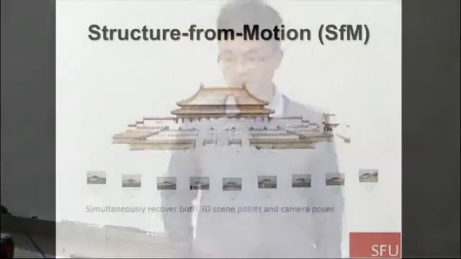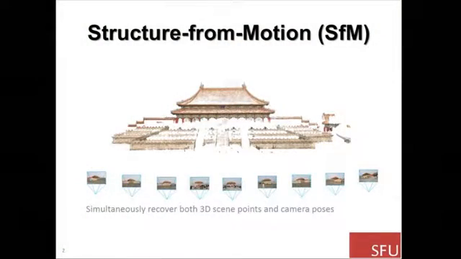So this talk is about structure from motion, which is a technique to recover 3D scene points and the camera poses in 3D space from just two-dimensional images. This is a classical problem in computer vision, and a lot of well-known systems have been developed, including the famous phototourism system.